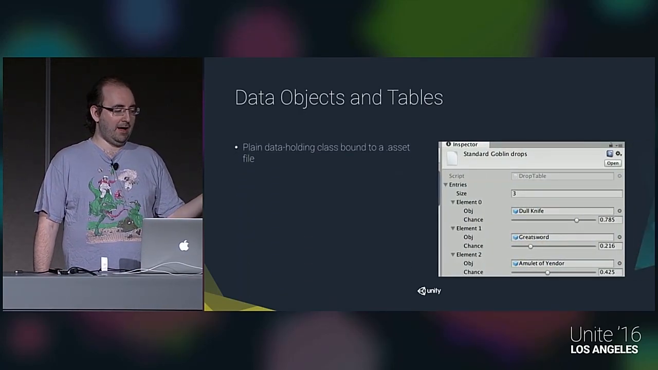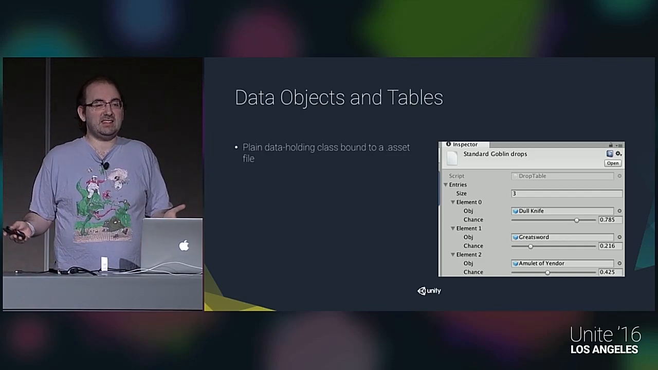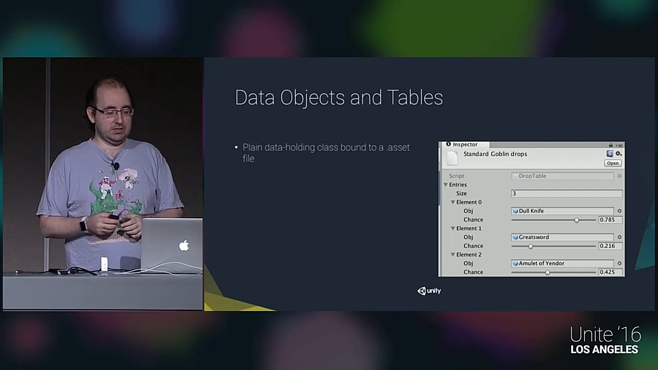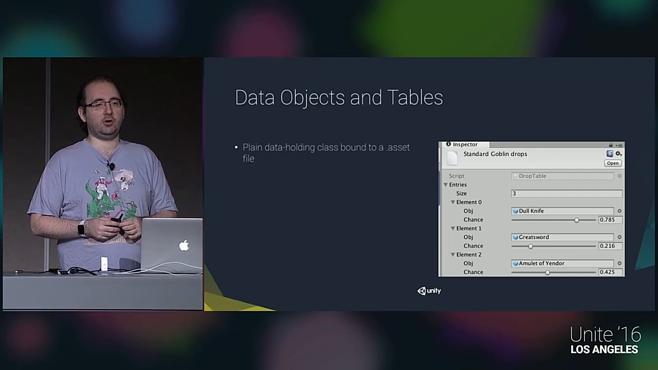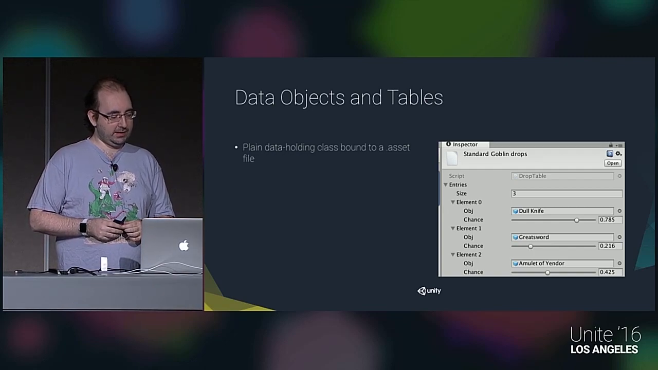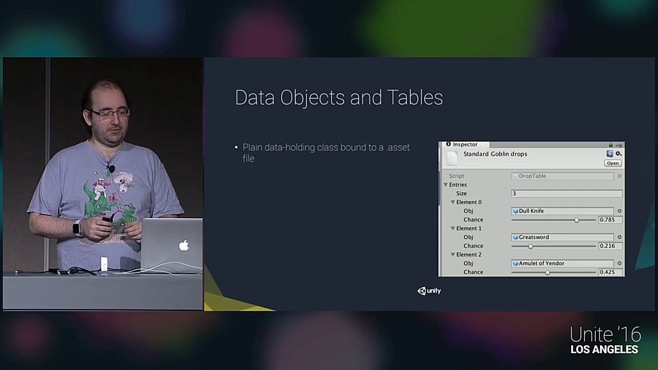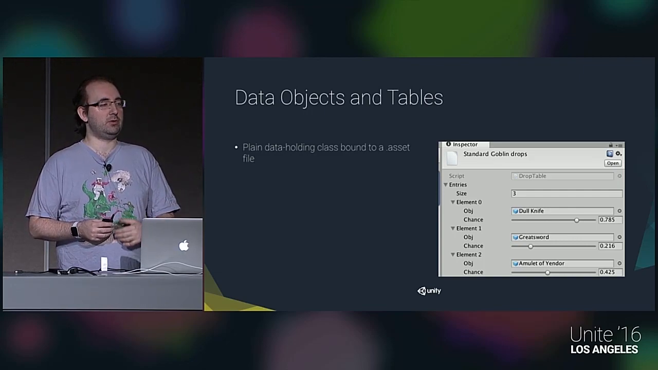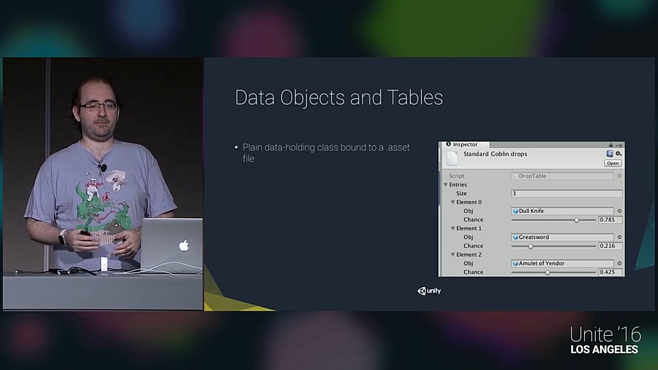So we're talking about having a class bound to a .asset file, maybe, that just holds data, holds shared state, usually. So I've got an example here of a drop table for killing a goblin in an RPG or something. We've got 3 potential objects it could drop, and the chances for dropping these and so on. So we can share all this information between every goblin in the game. We say, whenever you kill a goblin, these are always the drops that you get from that.